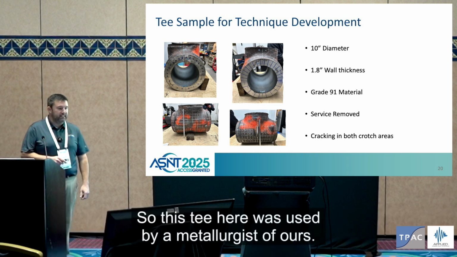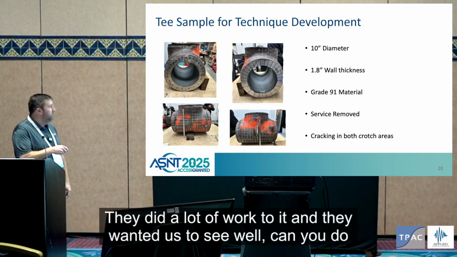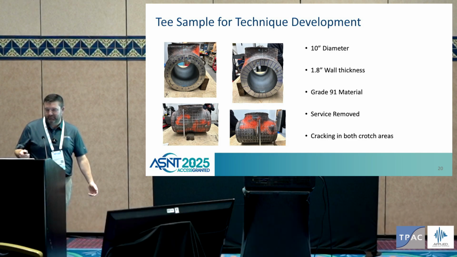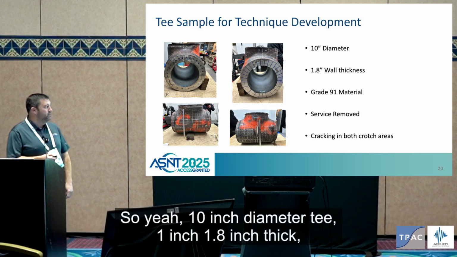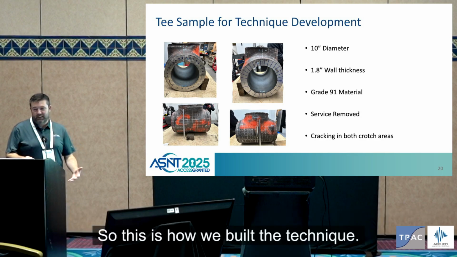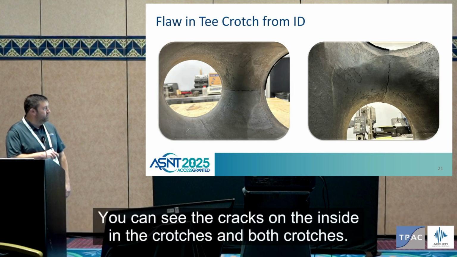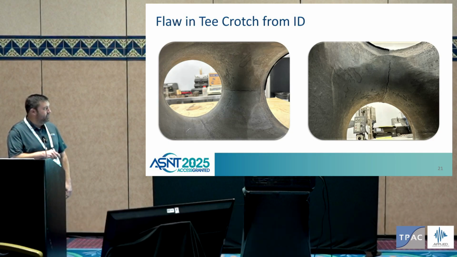So this T here was used by a metallurgist of ours. They did a lot of work to it and they wanted us to see, well, can you do a phased array inspection on this? So yeah, 10-inch diameter T, 1.8 inch thick, grade 91. It was removed from service. So this is how we built the technique. You can see the cracks on the inside in the crotches, in both crotches.